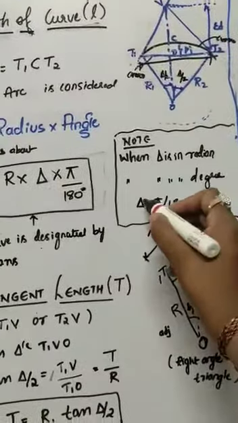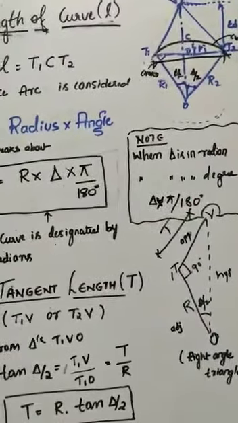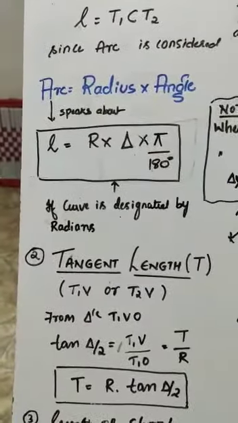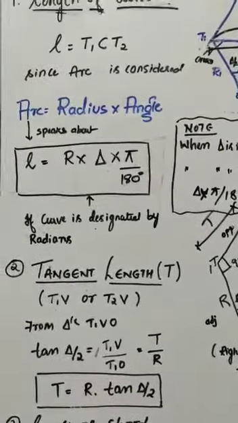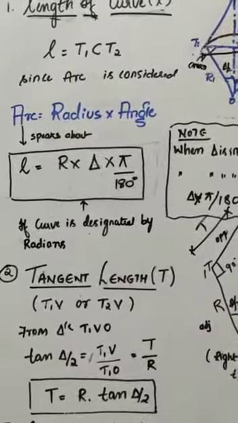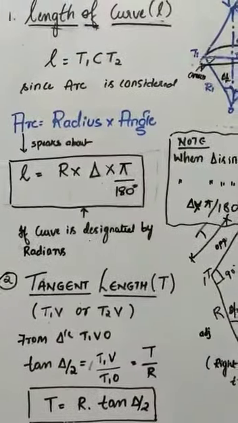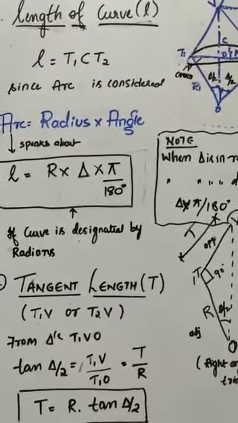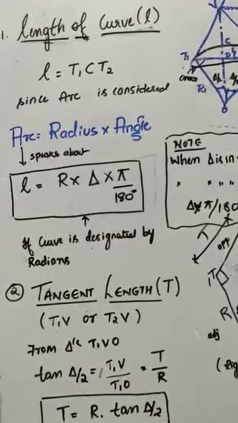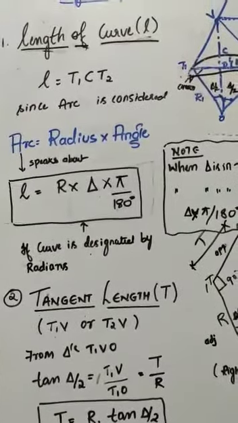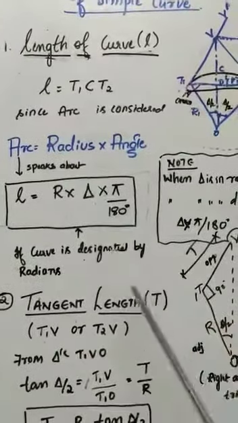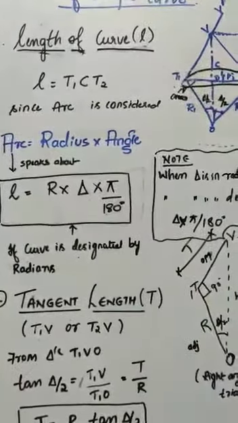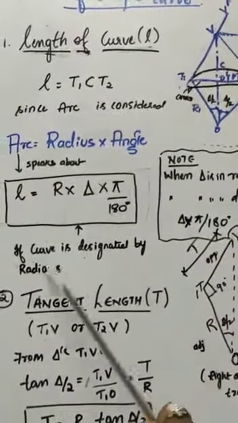Since it is in degree, you need to multiply delta by pi by 180 degree. Next, the final formula you arrive at is L is equal to R into delta into pi by 180 degree, and this is the final equation when the curve is designated by radians. Okay. So there are two types which I have told you: curve designated by the radians and the curve designated by the degree of the curve. And this equation, typically, because here radius and your delta in radians was considered earlier, is designated by radians.